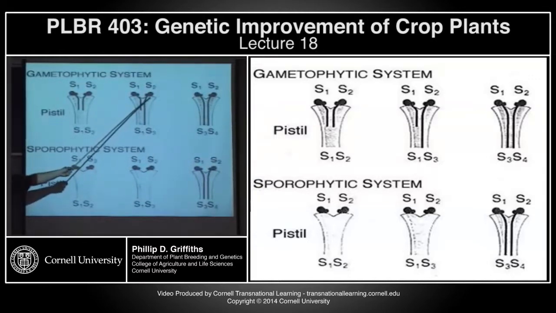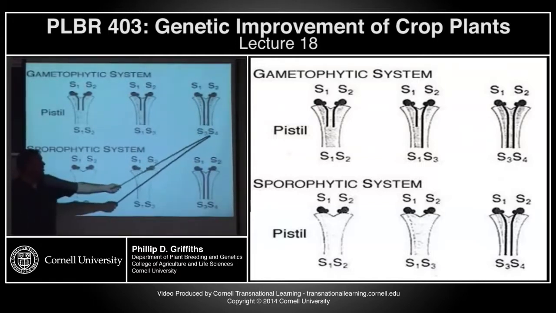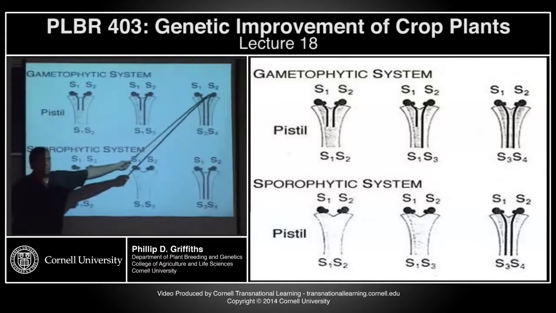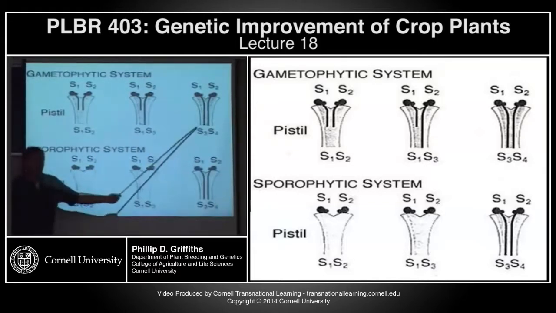So the incompatibility here is determined by the pollen grain, and if the pollen grain is different from the diploid female flower type, then it will go on to pollinate. So if the female flower was S3, S4, both S1 and S2 pollen grains would both form pollen tubes.